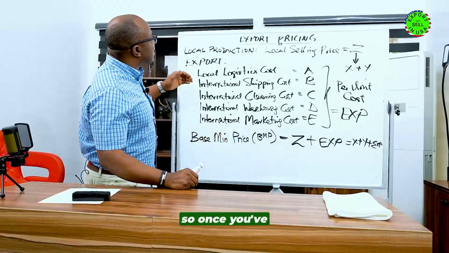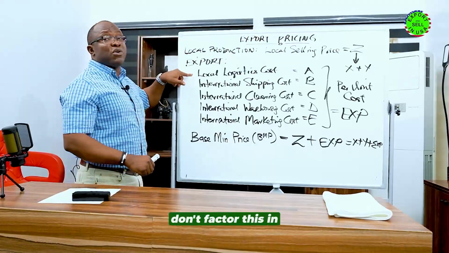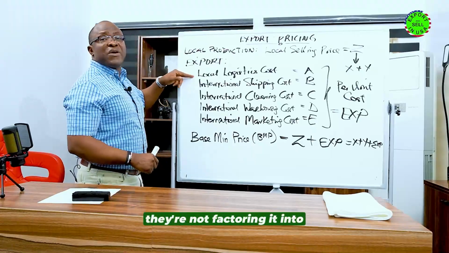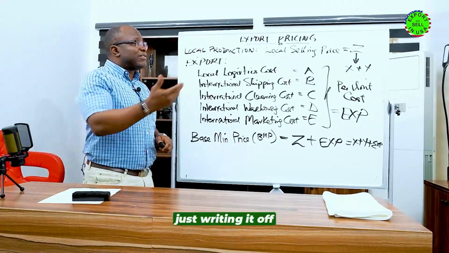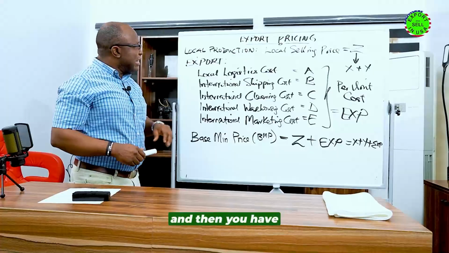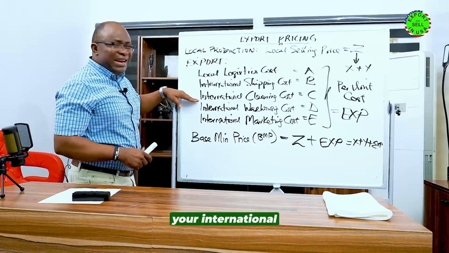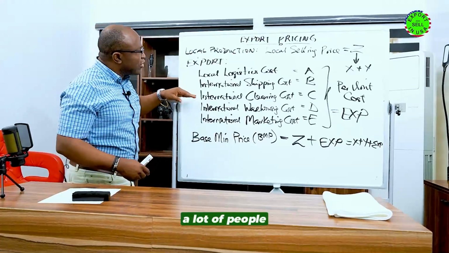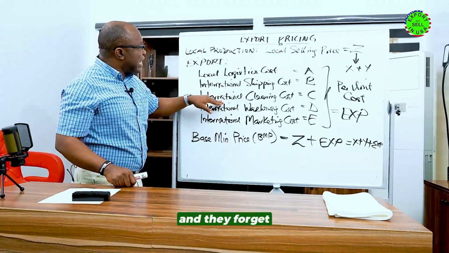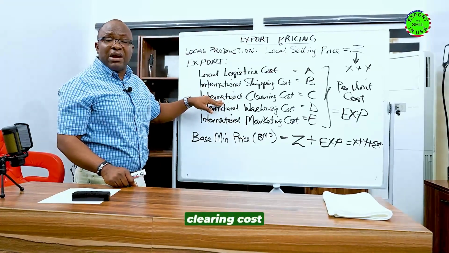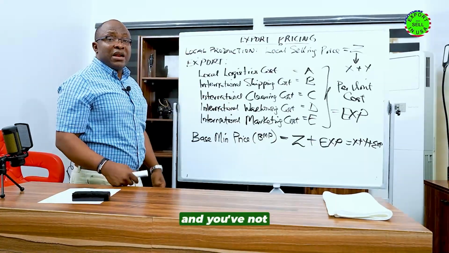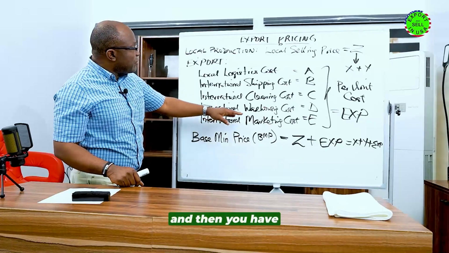So I'm not going to put it here because these are variable costs that depend on the volume of your shipment. So once you've determined your local logistics cost, a lot of people don't factor this in. They are spending so much money to move the container to the port, but they are not factoring it into their selling price. They're just writing it off as an expense in doing business. It must be factored in. And then you have your international shipping cost, your international clearing cost. A lot of people neglect this. They go to a shipping company, they give them the cost, and they forget that they may add clearing cost. And then two to three months later, when the container arrives, they see another bill, and you've not factored it in. And then you have your warehousing cost.